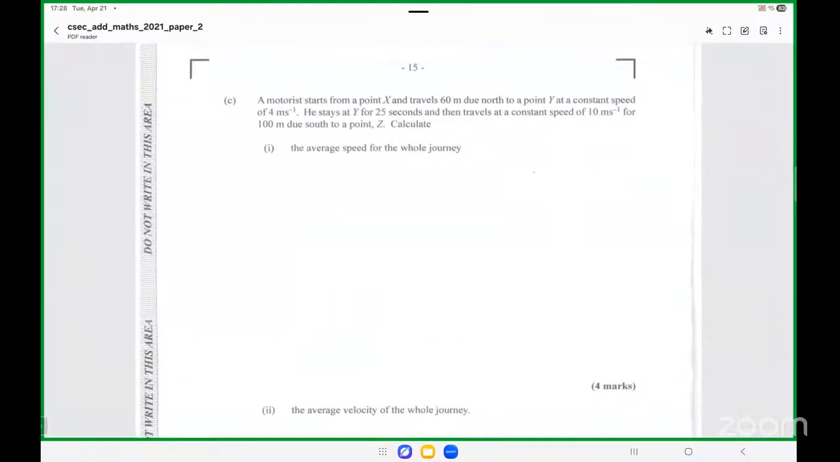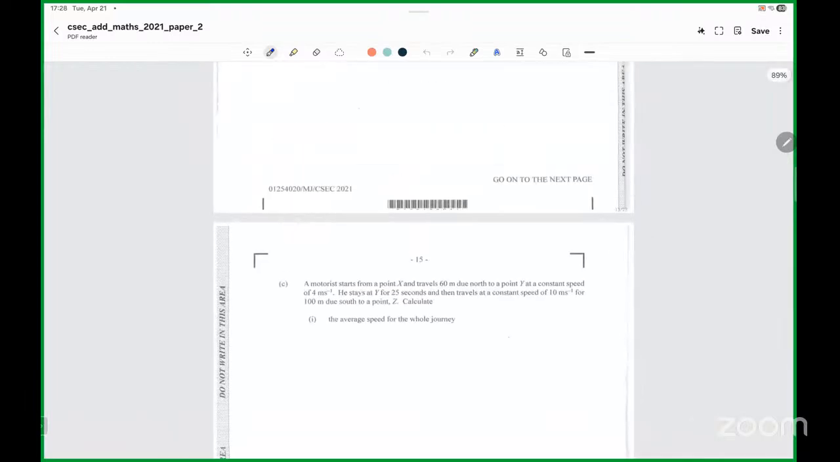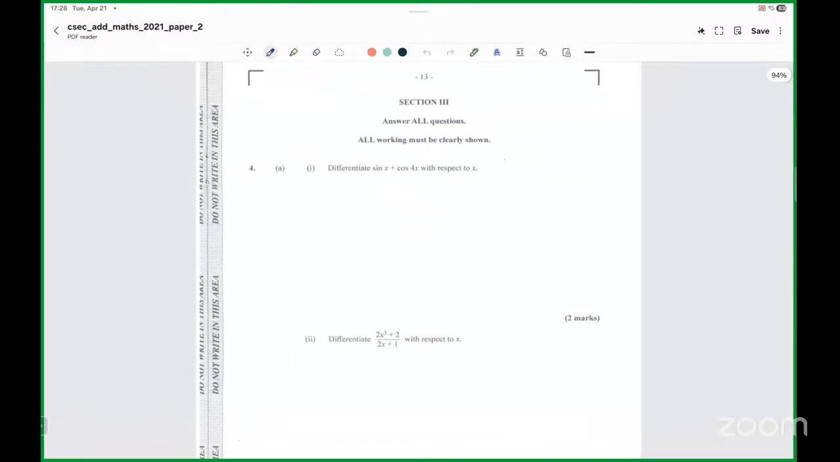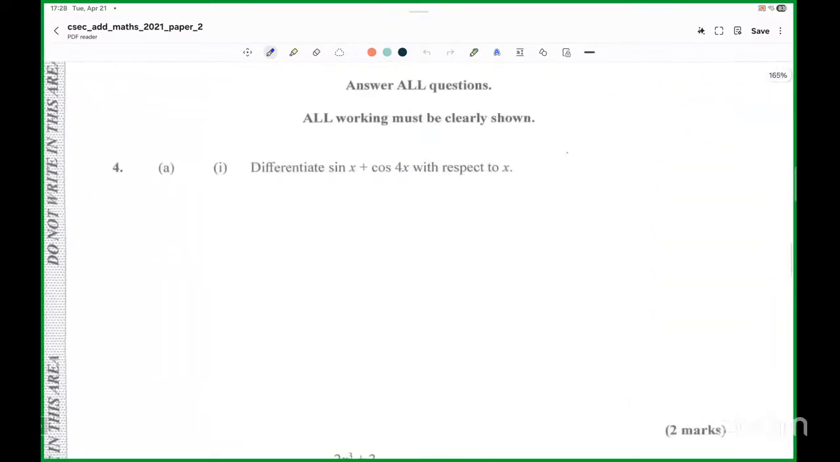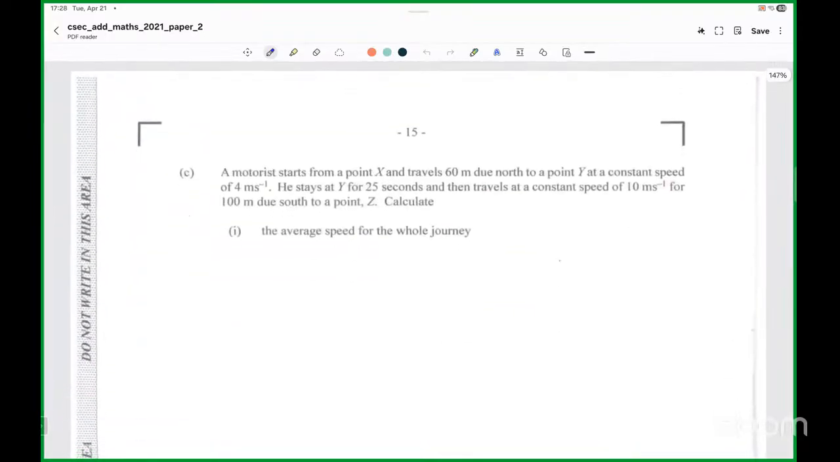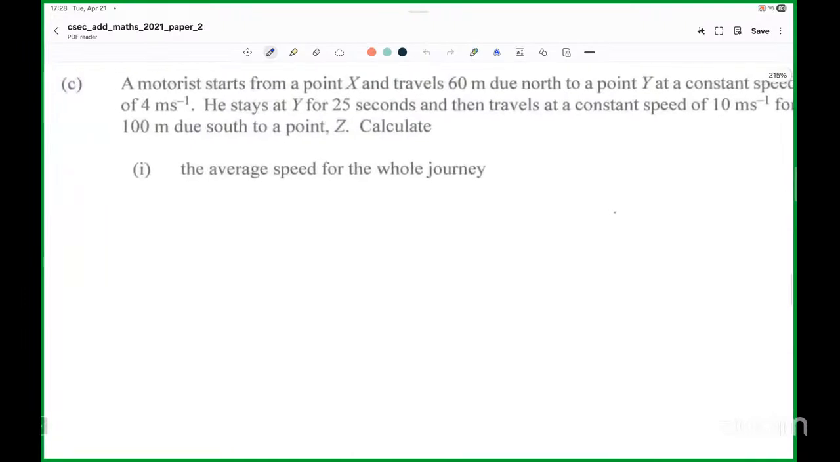So I'm going to start today with 2021. This is the 2021 paper, and as I said, we're just focusing on the motion in a straight line questions. It is at number 4, because it now comes with the rates of change question, the differentiation and the integration question. In the past, it was set differently, but that's how they set it now. So it's number 4, and we're going down to that question, the motion in a straight line. This is it.